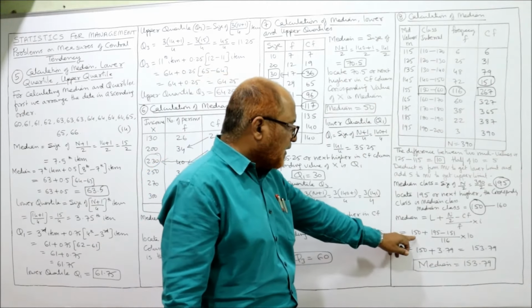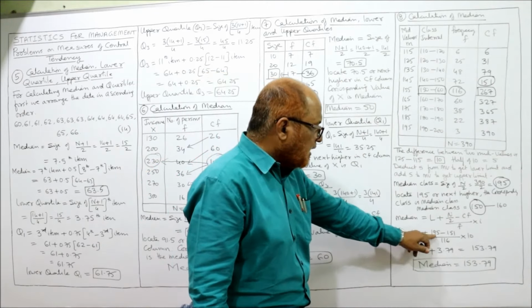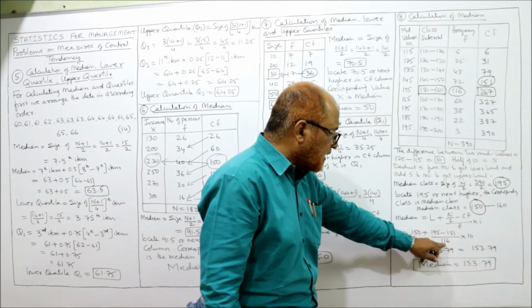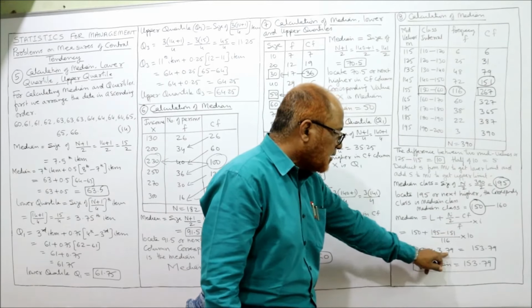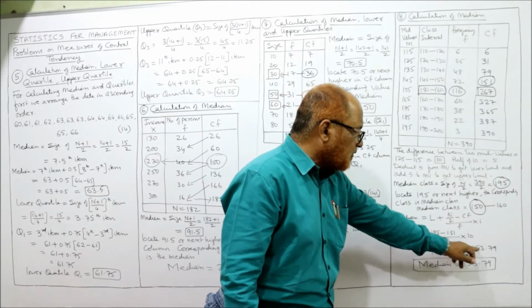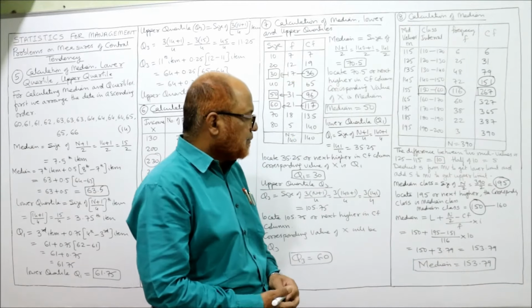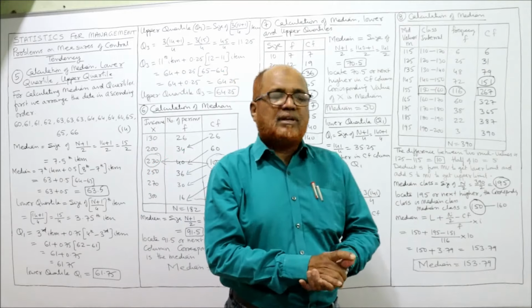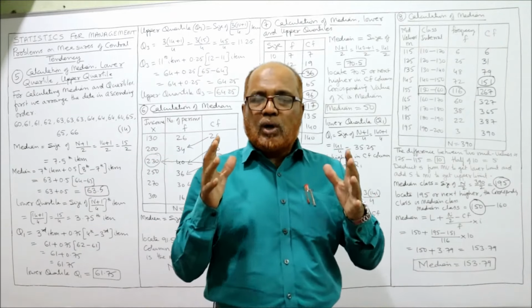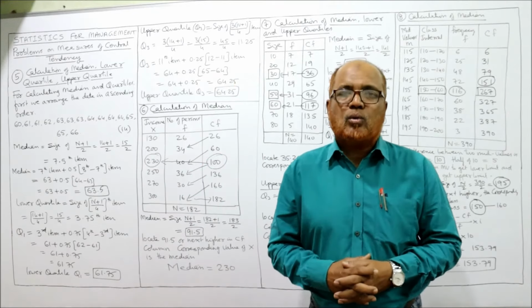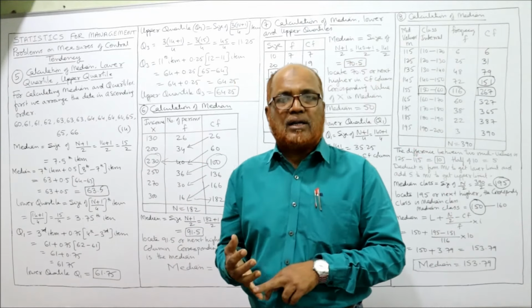Now simply, 150 is the L. 195 minus 151, divided by 116, into 10. You will get 3.79. So 150 plus 3.79, 153.79. The median is equal to 153.79. That's it. So in this video, I have explained the median and the quartiles.